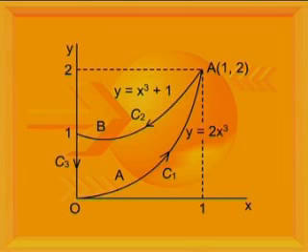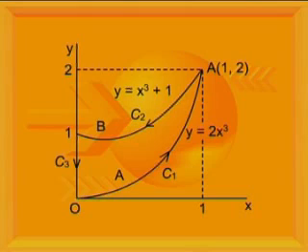We have this closed region which is bounded by these three curves, the one that is C1, the other C2, and the third C3. C1, whose equation is y is equal to 2x cube, and C2, whose equation is y is equal to x cube plus 1, and C3 along the line whose equation is x is equal to 0 because it is along the y-axis.